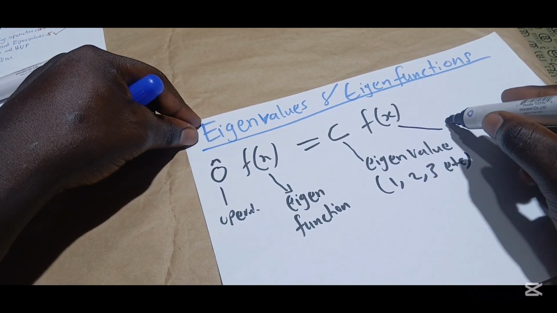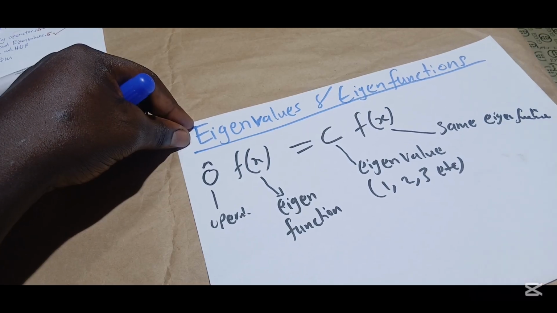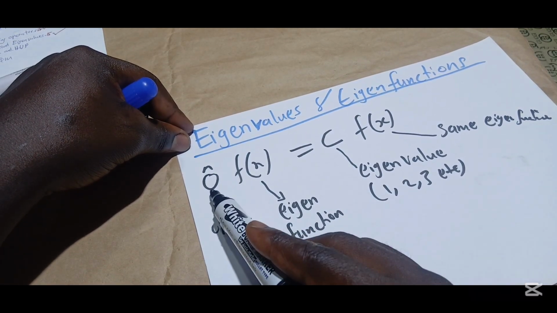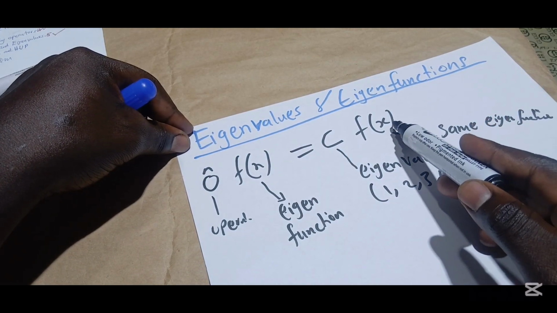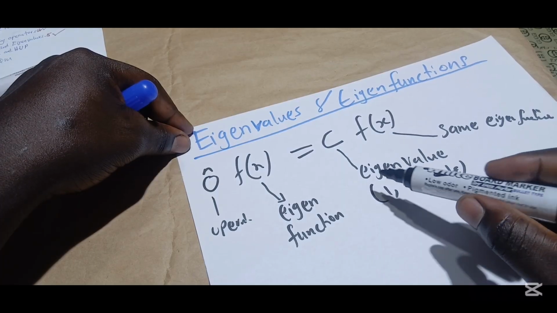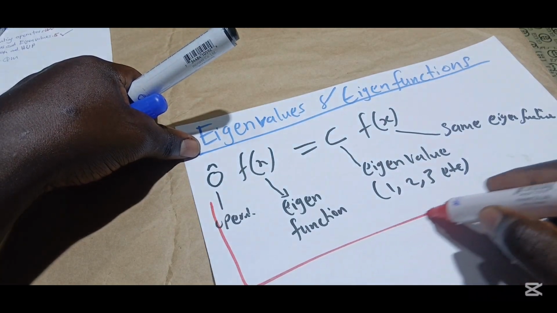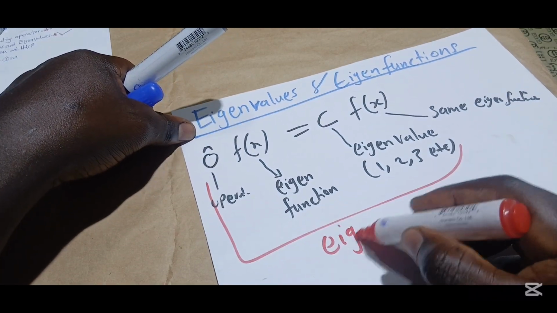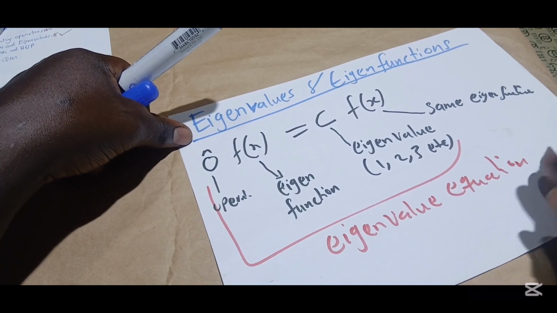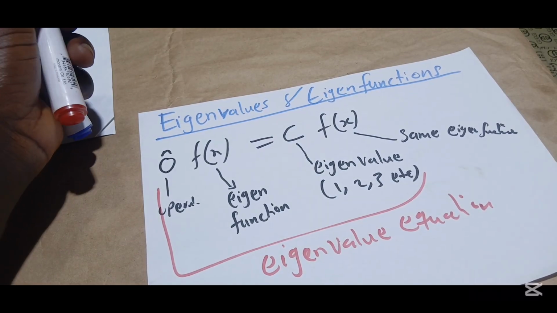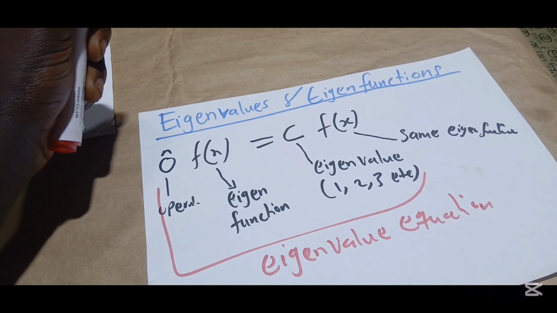And here is the same eigenfunction. So now we have an operator operating on a function, giving us a constant times the same function again. In this case, we have an eigenvalue equation. The whole of this equation is called an eigenvalue equation. Why do we need to know this? We'll talk about that before the end of this video.